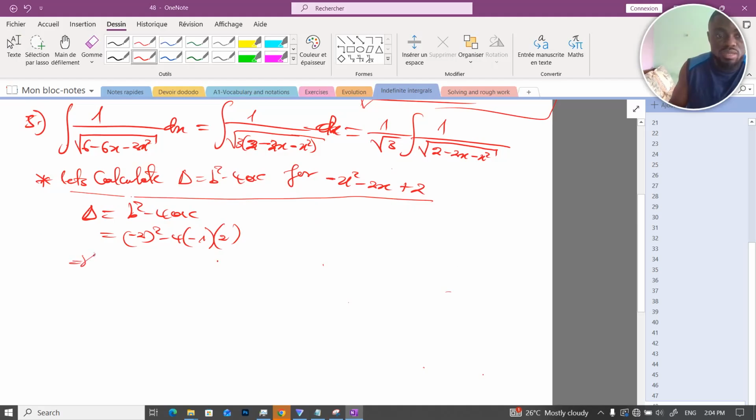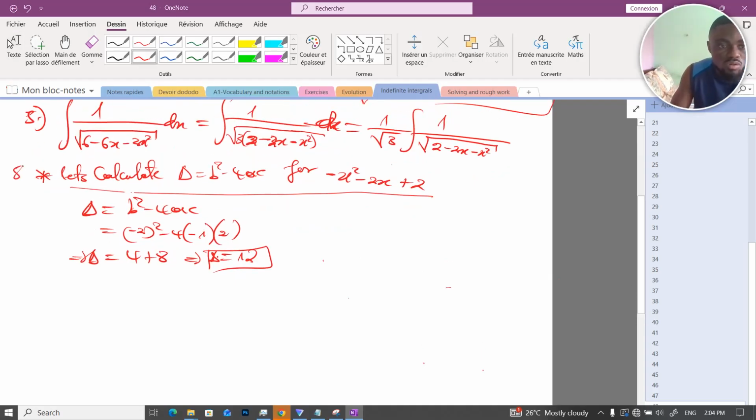So this implies our delta will be equals to 4 plus 8. So this implies delta will be equals to 12. So you basically see that delta is greater than 0. So naturally, this will have two real and distinct roots. Now, after doing this first step, I'll call this one step 1. After this first step, the next step is to find the completed square form.